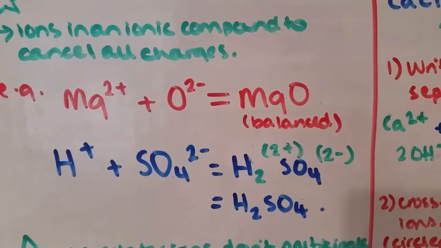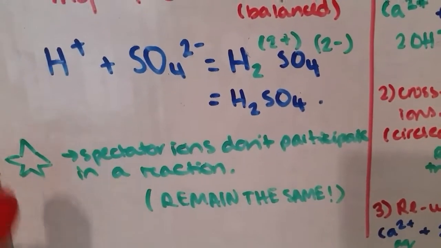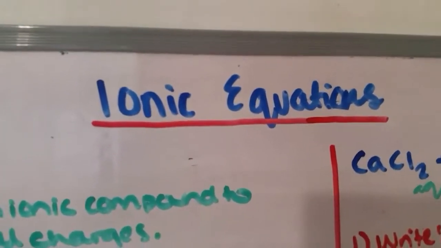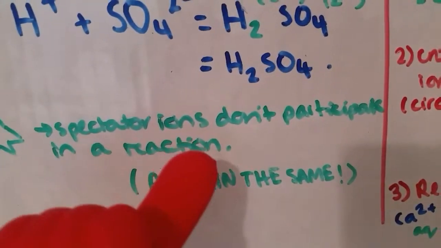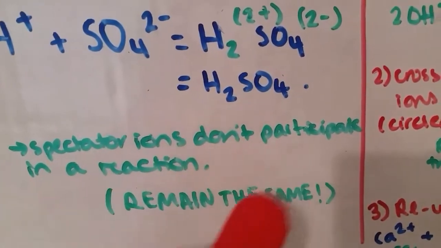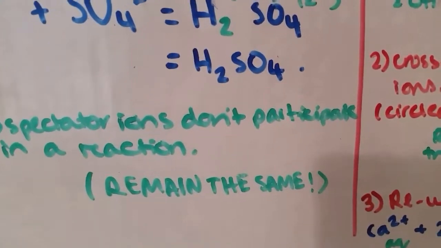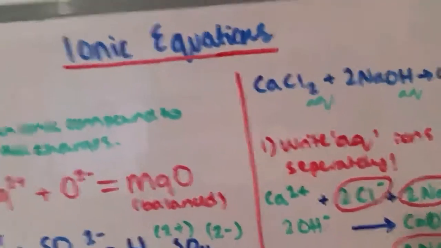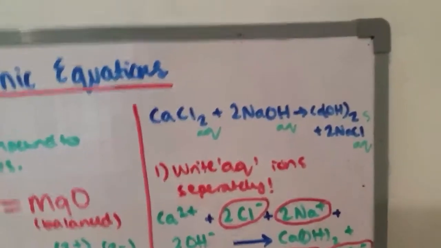Now, the next golden rule is spectator ions. We need to know about spectator ions if we actually want to know how to make ionic equations from chemical equations. So what are spectator ions? Spectator ions do not participate in a reaction. So they remain the same in your reaction. They do not react, they don't change state, they don't change in terms of their rearrangement or the amount of atoms in them. Here is our equation that we're going to turn into an ionic equation.